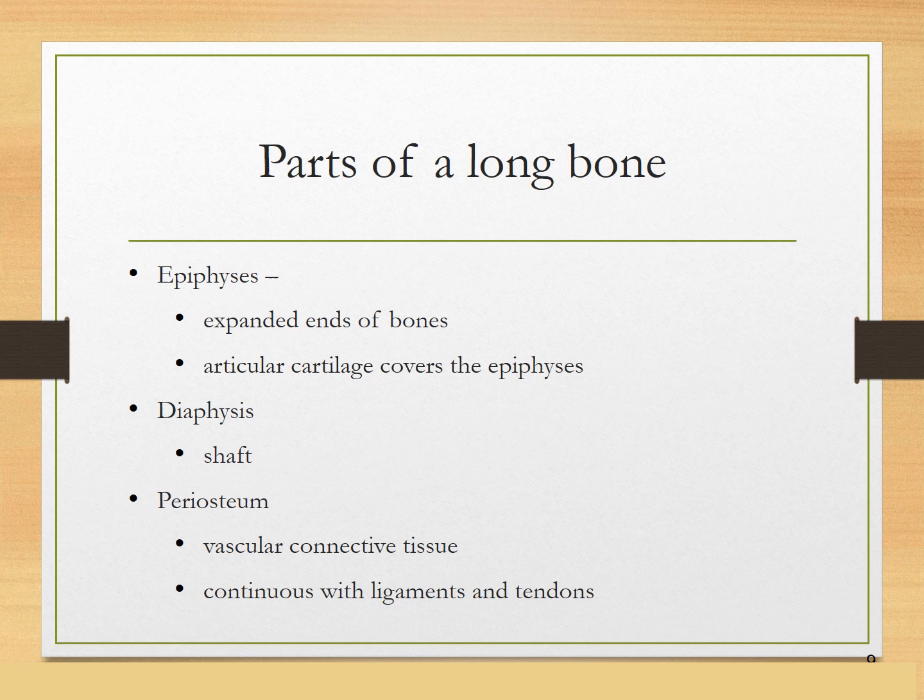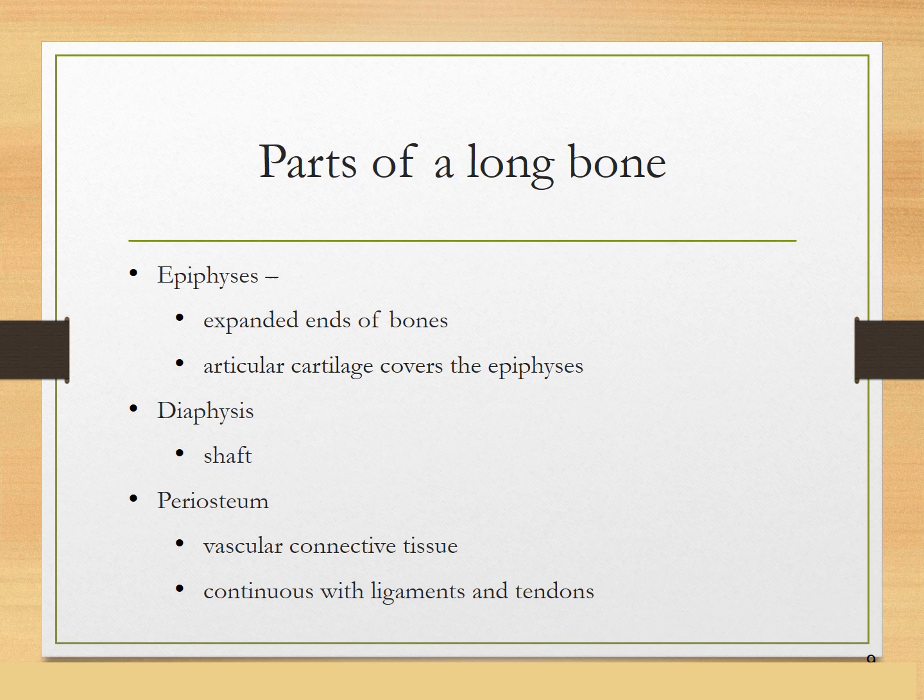Let's look at the parts of a long bone. Long bones have expanded ends, which are called the epiphysis. Hyaline cartilage, or articular cartilage, covers the end of the epiphysis. This provides protection so that the bone doesn't rub up against adjacent bones. The long part or shaft of the bone is called the diaphysis.